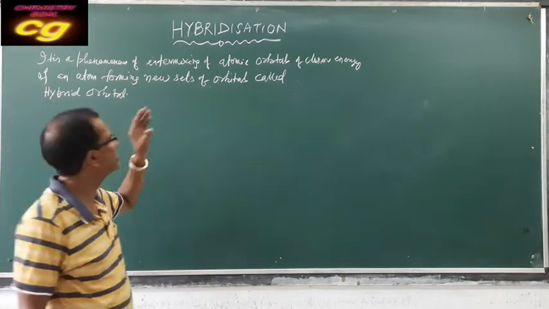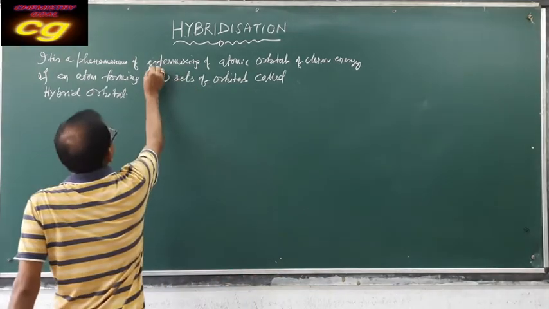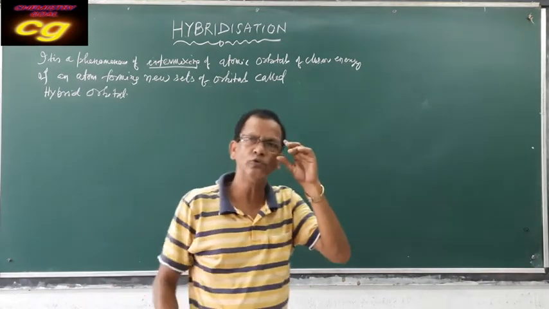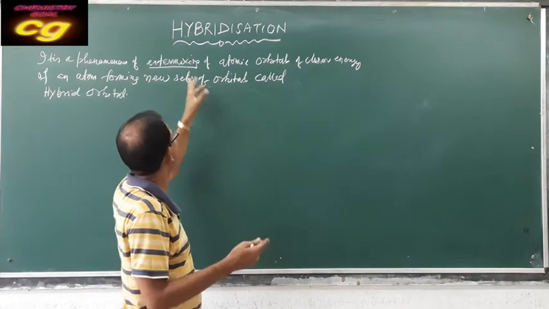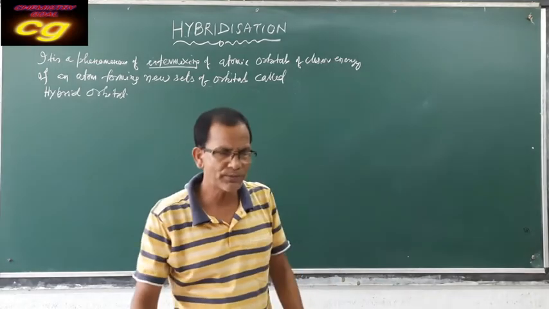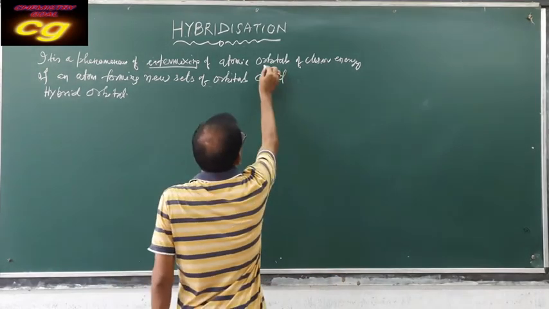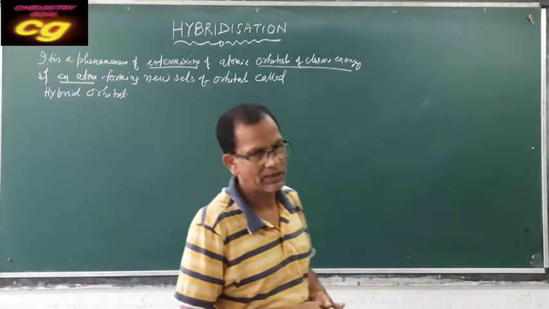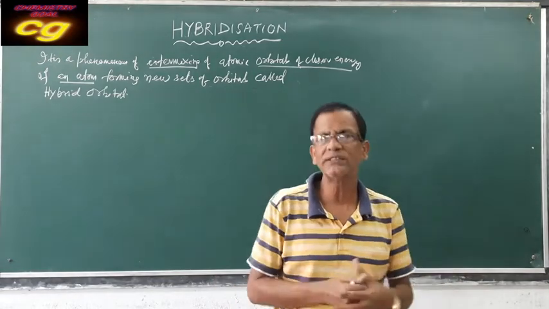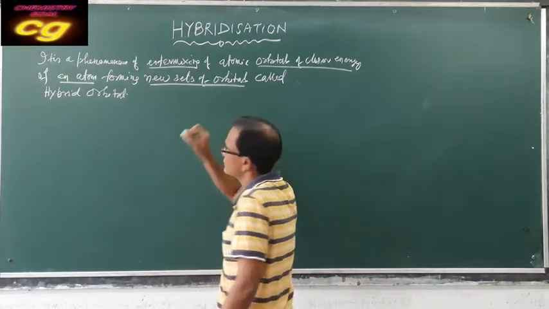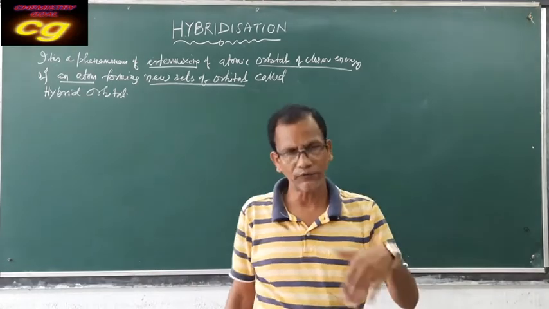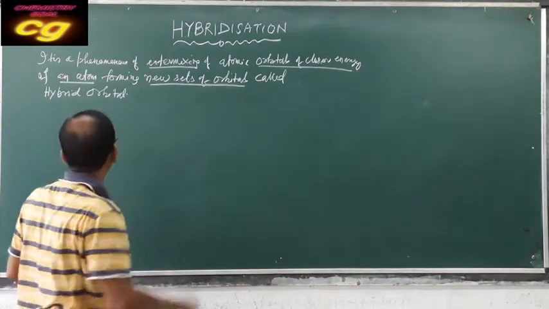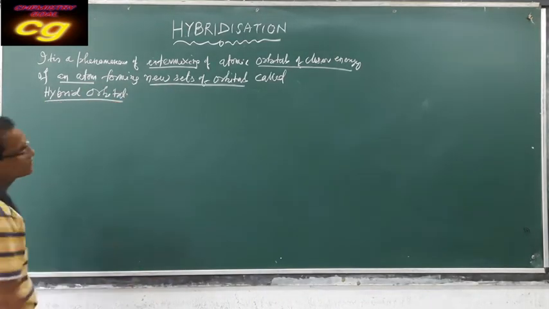Here one thing we have to see in hybridization: intermixing is a very important word. We should not be confused that intermixing means overlapping. No, intermixing means the orbitals of the same atom, having closer energy, will mix and be rearranged, forming new sets of orbitals. New sets means a new variety of orbitals, differing in shape and size. These new sets of orbitals are called hybrid orbitals. So this is called hybridization.